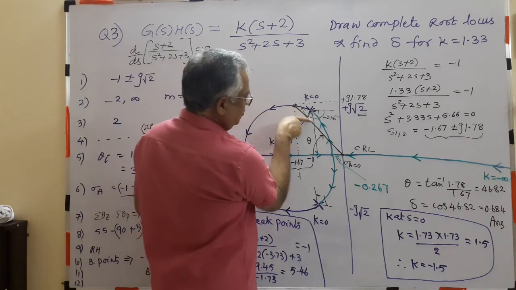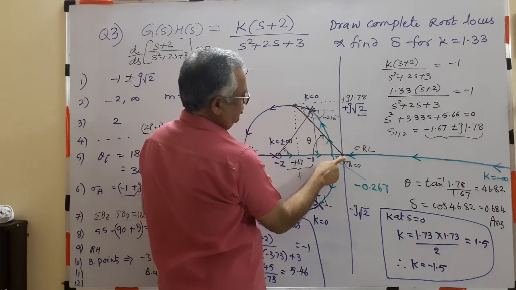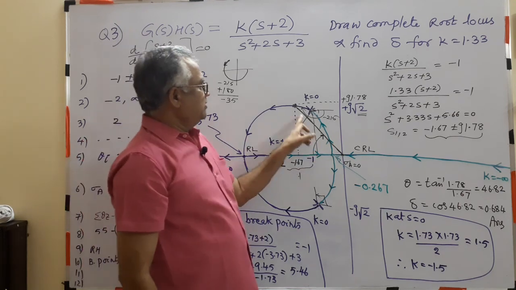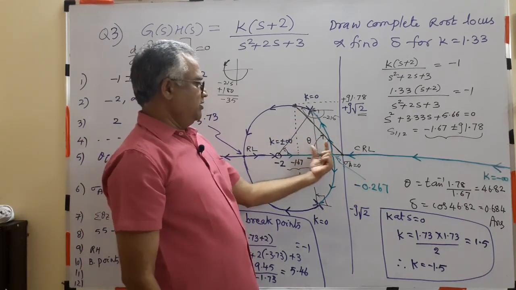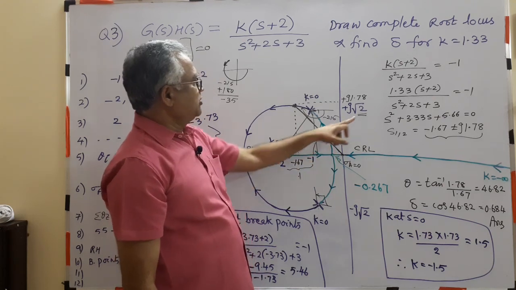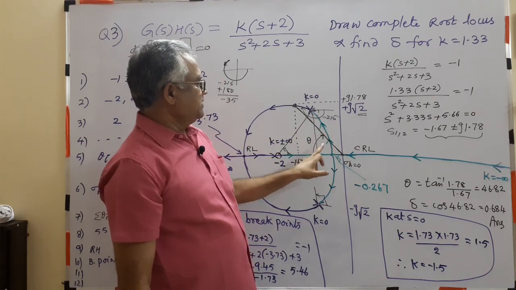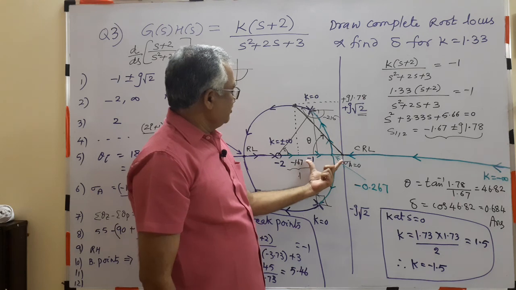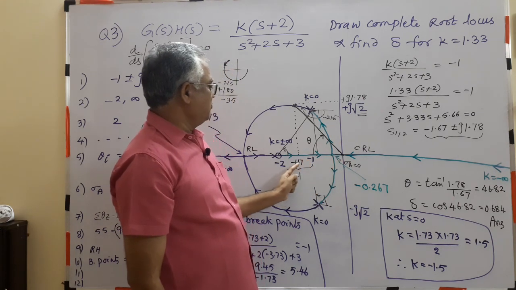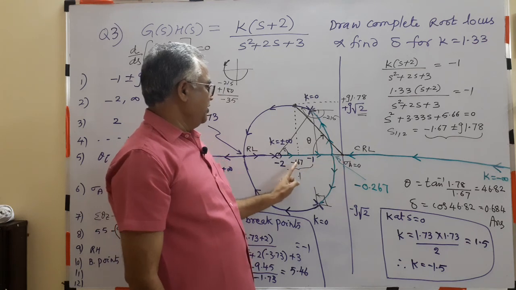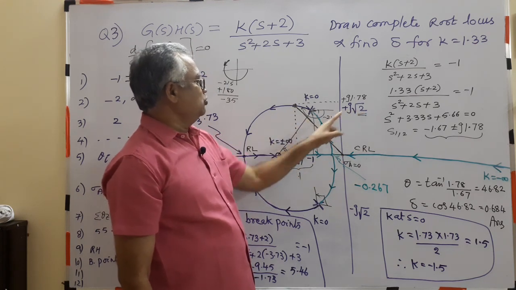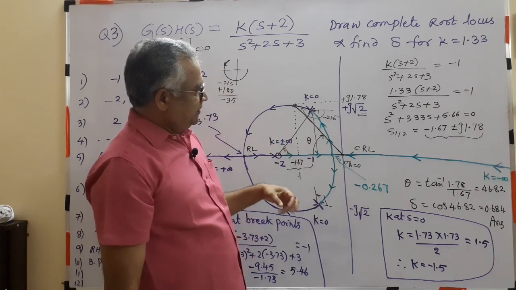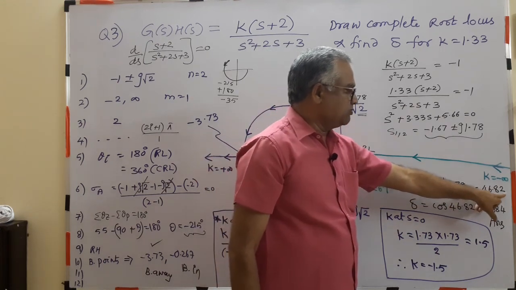Now join this point to the origin and measure this angle. How to measure this angle? This will form again one right angle triangle. This angle is nothing but tan inverse of root 2 by 1.67. From here to here is 1.67, from here to here is root 2. So tan inverse root 2 by 1.67. If you simplify, you will get 46.82 degrees.